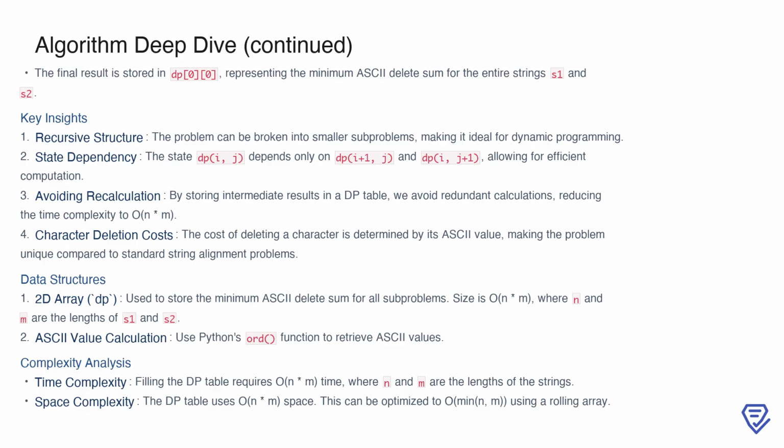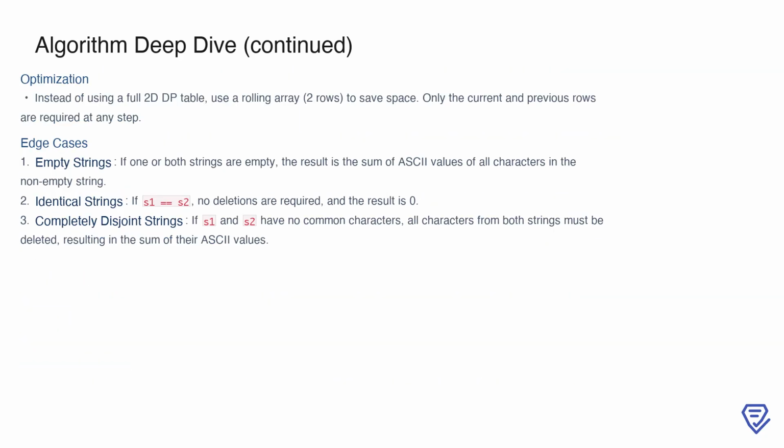The primary data structure used here is the 2D DP array, which requires O(n*m) space. However, this can be optimized further. The ASCII values are computed using Python's ord function, which makes the implementation straightforward. To optimize space usage, we can replace the full 2D DP table with a rolling array that only stores two rows, one for the current state and one for the previous state. This reduces the space complexity to O(min(n, m)), while maintaining the correctness of the solution.